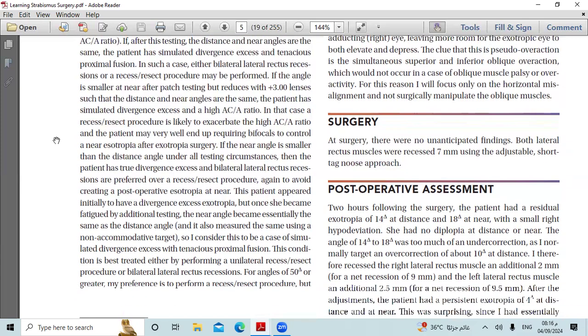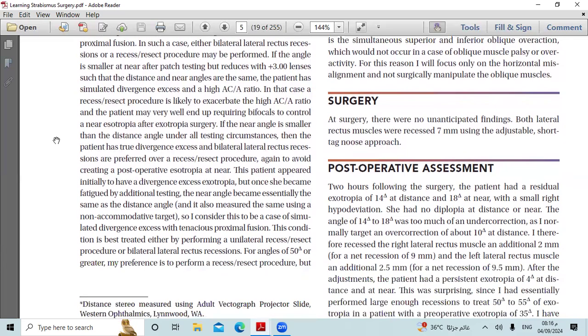This patient appeared initially to have a divergence excess exotropia, but once she became fatigued by additional testing, the near angle became essentially the same as the distance angle, and it also measured the same using a non-accommodative target. So I considered this to be a case of simulated divergence excess with tenacious proximal fusion. This condition is best treated either by performing a unilateral recess-resect procedure or bilateral lateral rectus recessions.